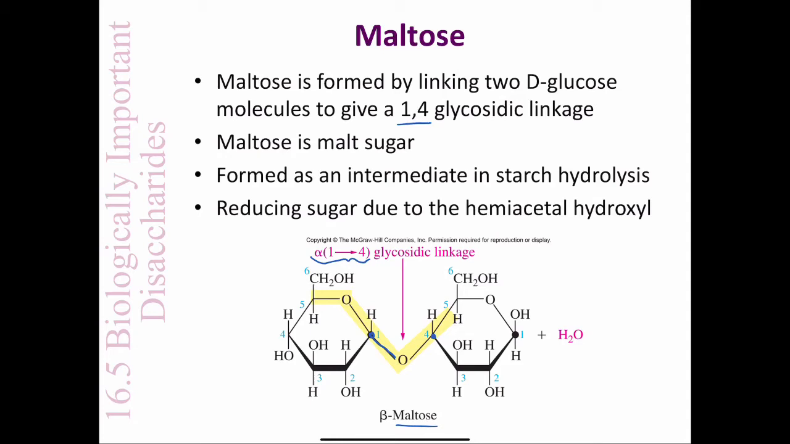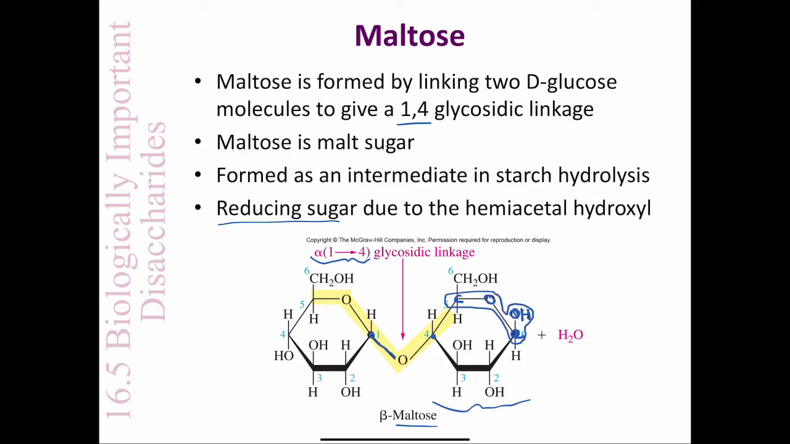Also, it's important that you understand what a reducing sugar is, and any sugar that has a hemiacetal group is going to be considered a reducing sugar. So where's the hemiacetal in this molecule? Well, if you look over on this side of the disaccharide, you can see here around this anomeric carbon we have carbon, oxygen, carbon, and then we have an oxygen and a hydrogen. So this part right here is a hemiacetal.